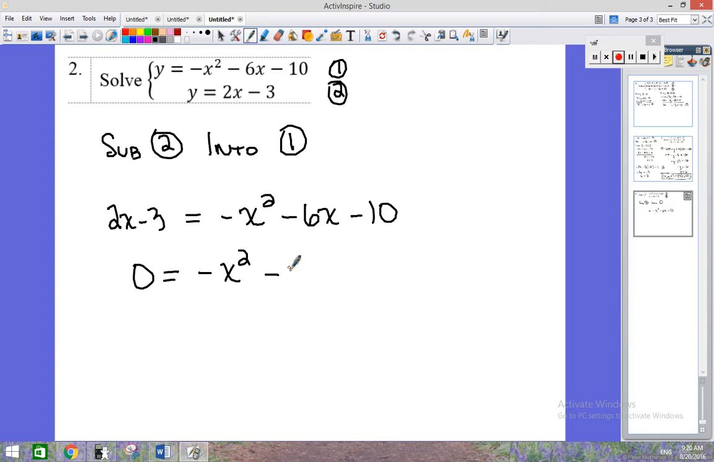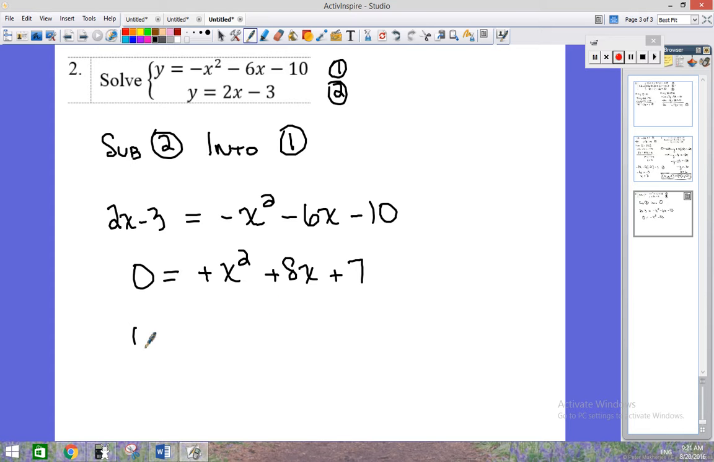I'll subtract 2x from each side. I'll add 3 to each side. Oops. And since all of these are negative, I'm going to multiply both sides of the equation by -1. When I multiply -1 times 0, it becomes 0. So I can change all of these terms and take their opposites, since they were all negative.